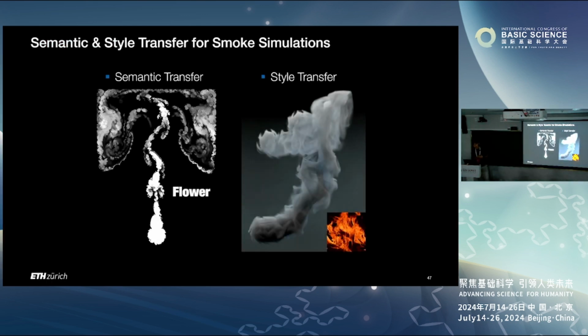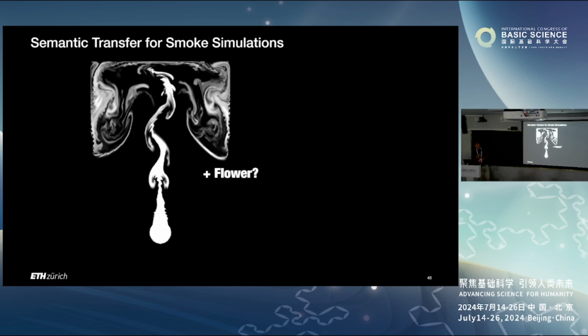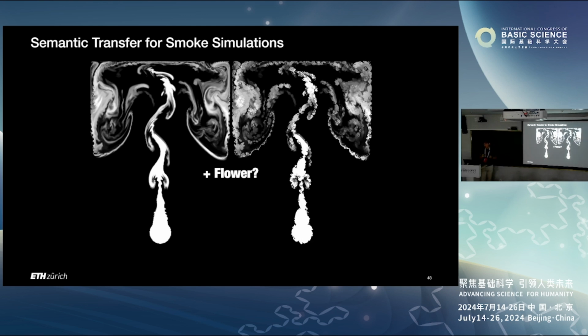So here we show two categories of our results. On the left, we see a flowery smoke generated by semantic transfer, and on the right side, we see a stylized 3D smoke structure made from a fire reference. I'm going to detail the difference between them. Let's imagine there is a score function that can measure the floweriness of a given image. Then we can make the flower smoke by maximizing the score of the smoke.